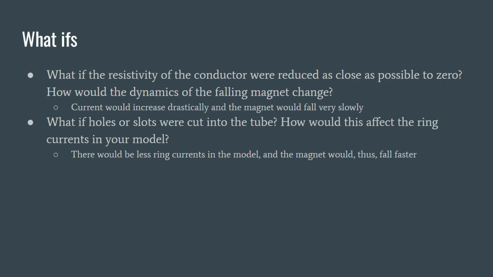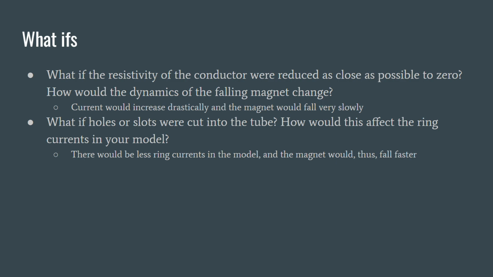And the what-if questions: what if the resistivity of the conductor were reduced as close as possible to 0? How would the dynamics of the falling magnet change? By reducing the resistivity close to 0, we are thus increasing current, because resistivity and current are inversely proportional, and this would thus cause the magnet to fall very slowly, as the induced magnetic field would increase.